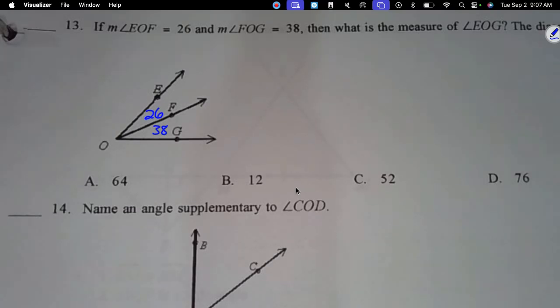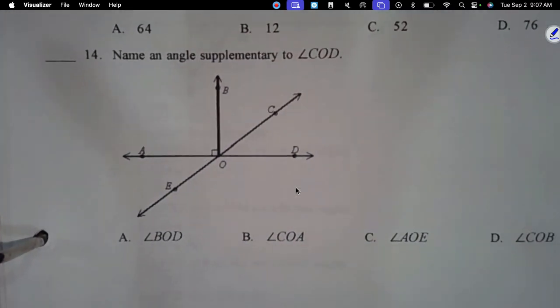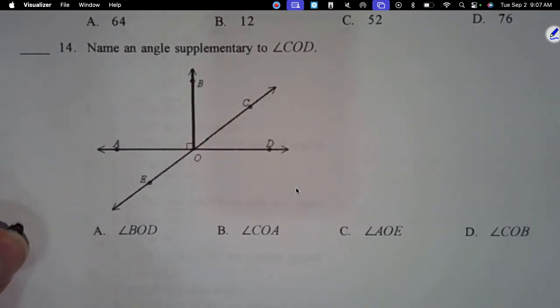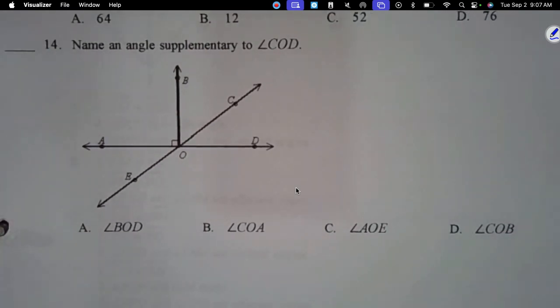64, is that what you said? So there we go. A is our answer on that one. Okay, so that one is on there. And then number 14. What does supplementary mean? Adds to 180, it's going to make a straight line. Okay, and that's the key there. It's going to make a straight line.